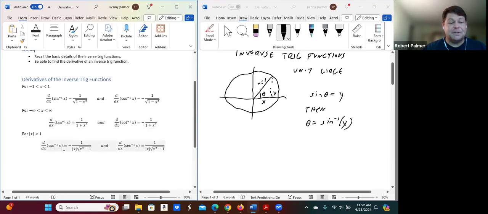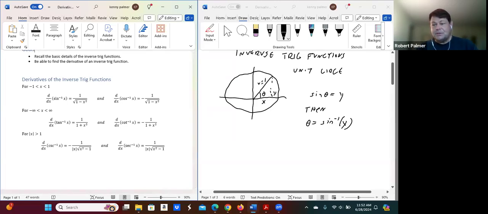And then for cosecant and secant, your domain has to be where x is greater than 1, positive or negative. The absolute value has to be greater than 1. And here, in this expression, you see once again, cosecant has the negative version, and secant has the positive version. All right, let's take a look at just a couple quick examples.